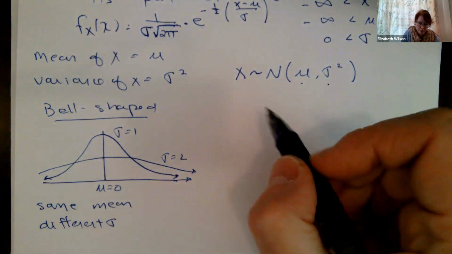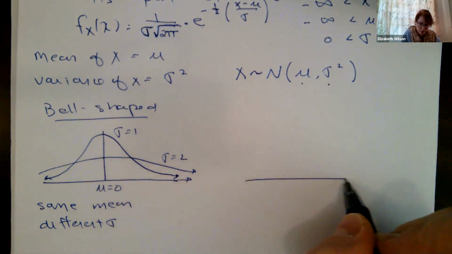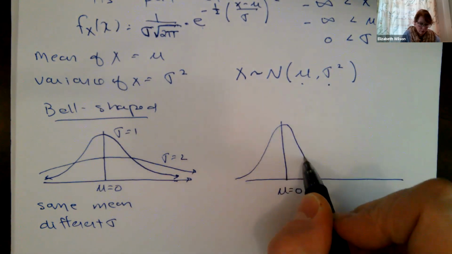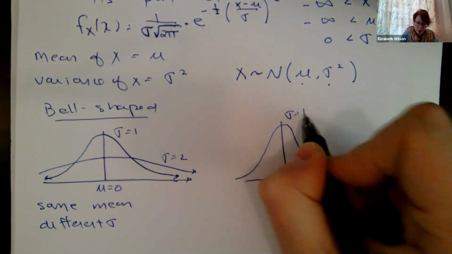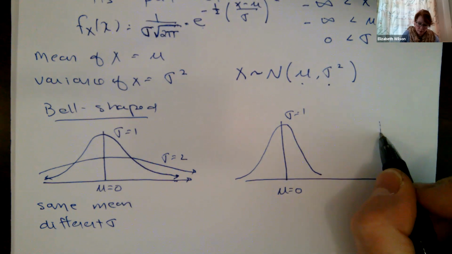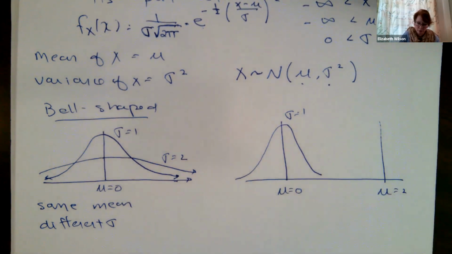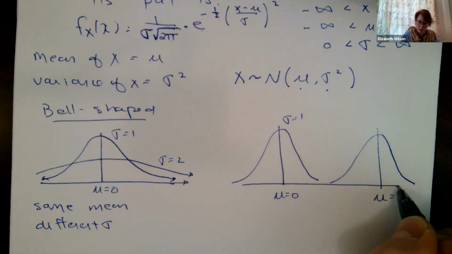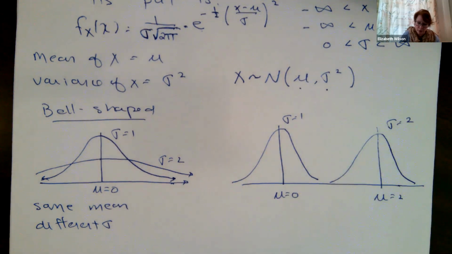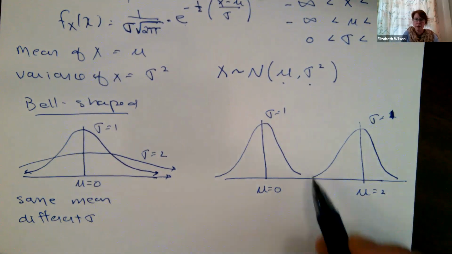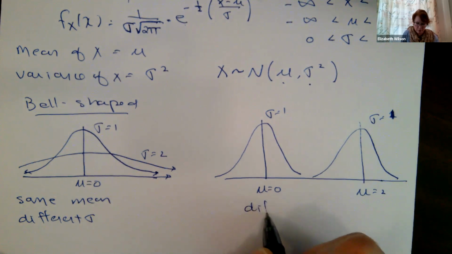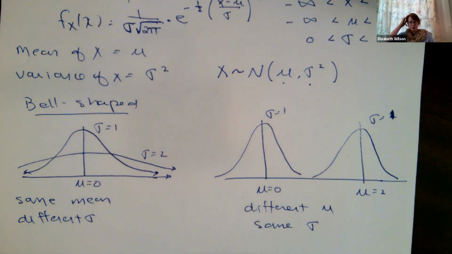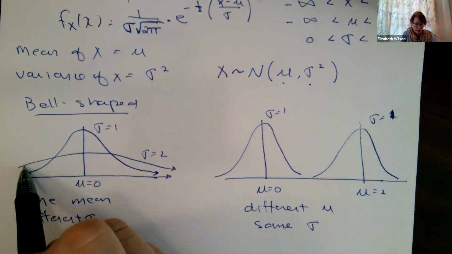Or I can have something like this, where our mean equals 0 and this has a sigma equal to 1. And then let's say our mean equals 2, and this has a sigma equal to 1. So this one has different means but the same standard deviation. It's still a bell-shaped curve. Maybe I drew this a little bit too flat.